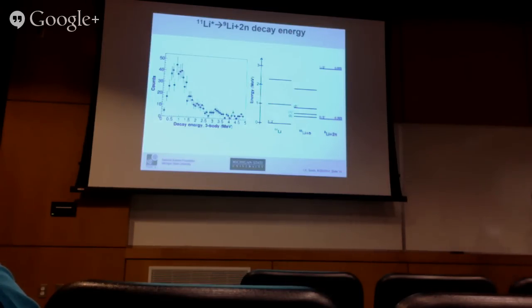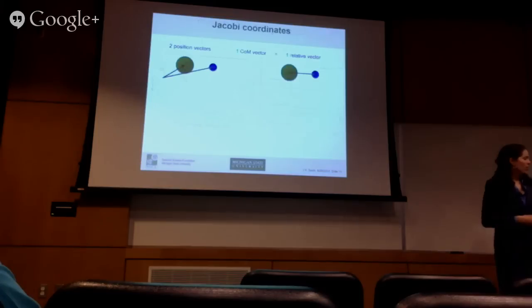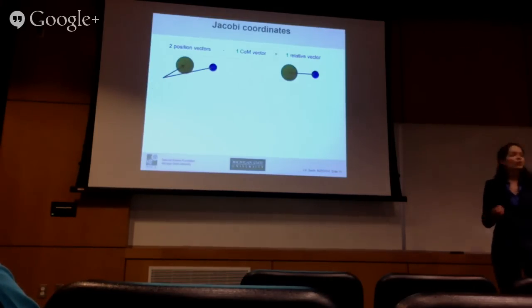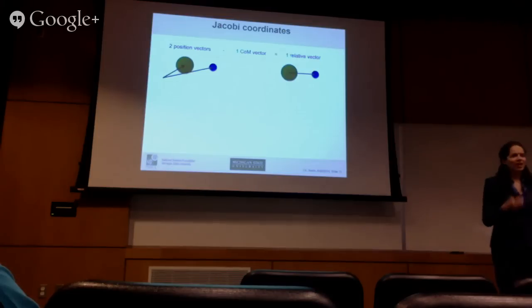The next thing we want to look at is the correlations between the neutrons and the fragment. We're going to do this using what we call Jacobi coordinates. Now, if you have a two-body decay, you can define it with two position vectors in the lab frame, because there are two particles. If you go to the center of mass frame, then you can define the entire system with just one relative vector.